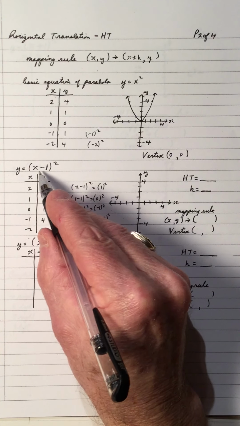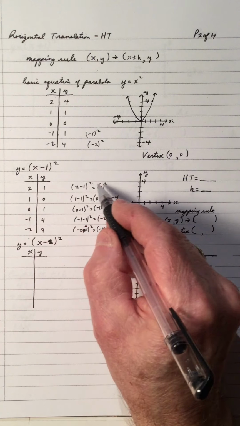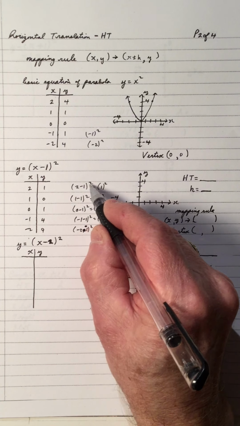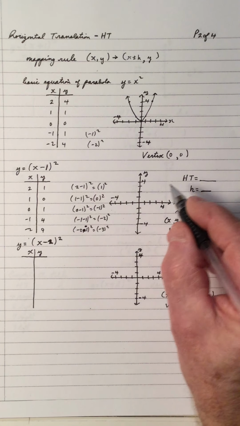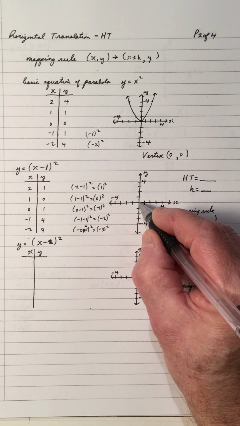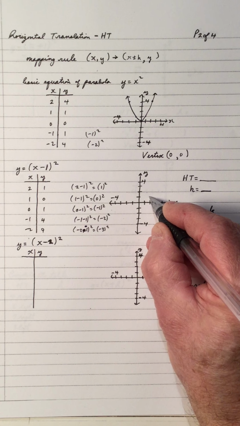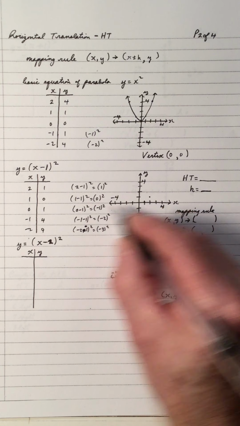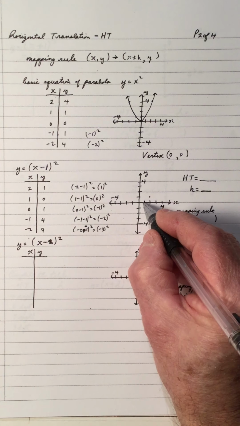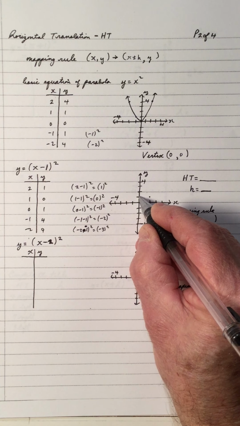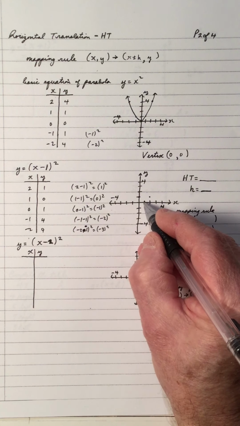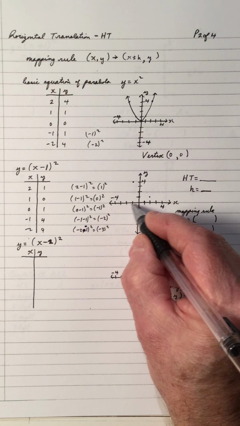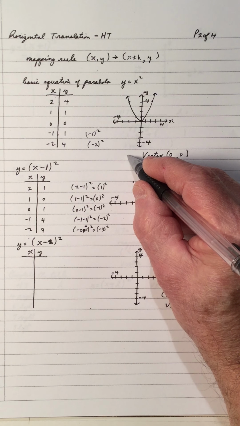As you can see, when you sub in, you have to work the inside of the bracket first, PEMDAS, and then we square after. So we have a 2 giving us a 1, a 1 gives us a 0, a 0 gives a 1, a negative 1 gives us a 4, and a negative 2 gives us a 9, which is way up here.